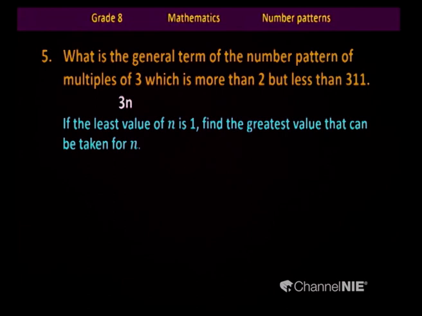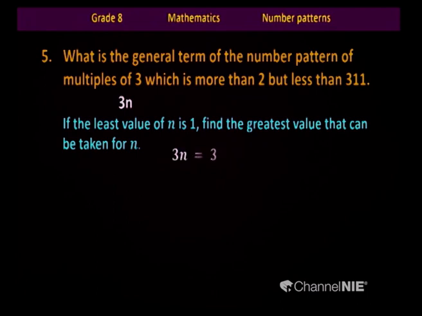Right, n means here the number of the terms. So, if the least value of the number of the terms is 1, therefore, they are asking about the greatest value for n. That means they are asking about the final term of this number pattern. Since they have mentioned this number pattern is in between 2 and 311, we can observe that it is a finite number pattern. So, how to find the final term of this number pattern?